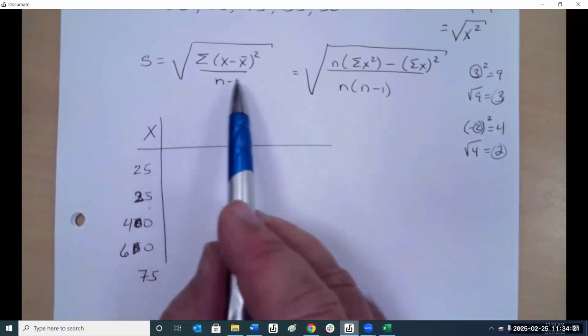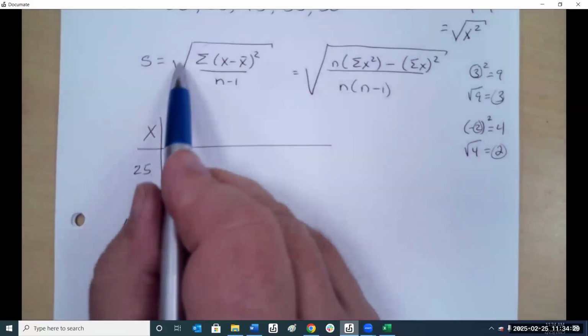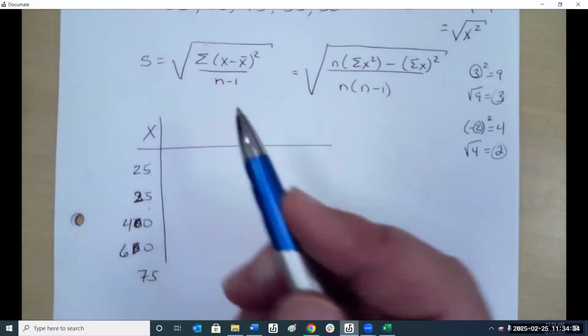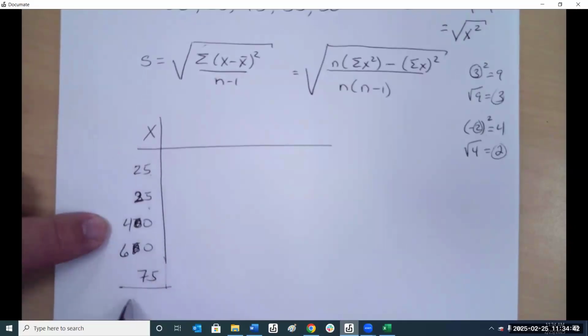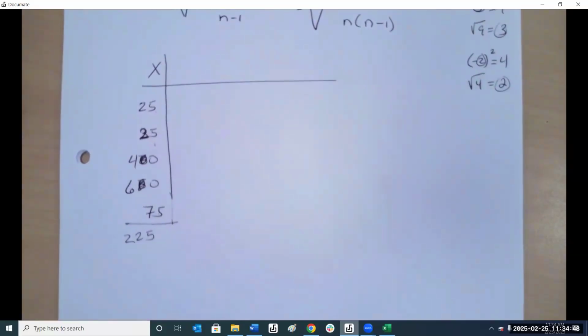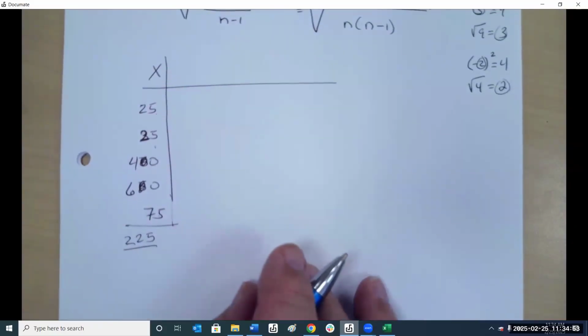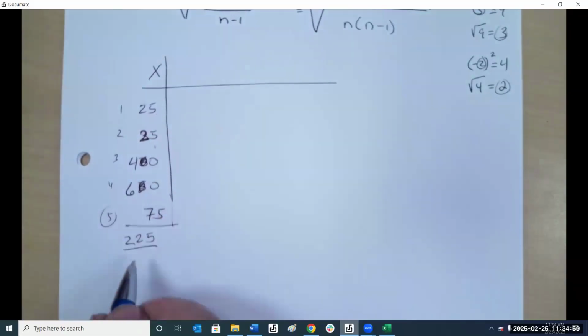So to use this formula, what do we need to know? To use this formula, what do we have to have defined? We have to have the mean. How do we find the mean? Add up your data, which was 100, 200, 225. Divided by n. What is n? The number of points that you have. So n is 5.